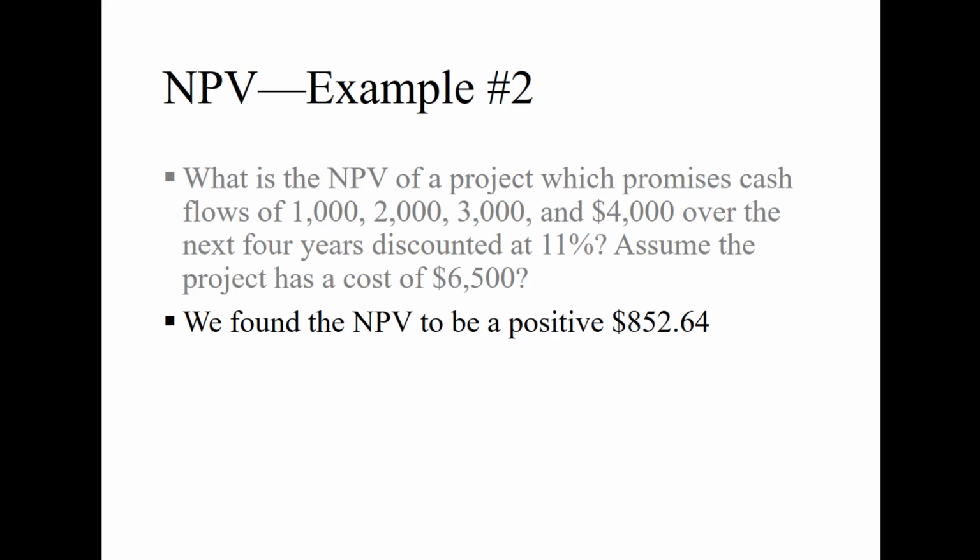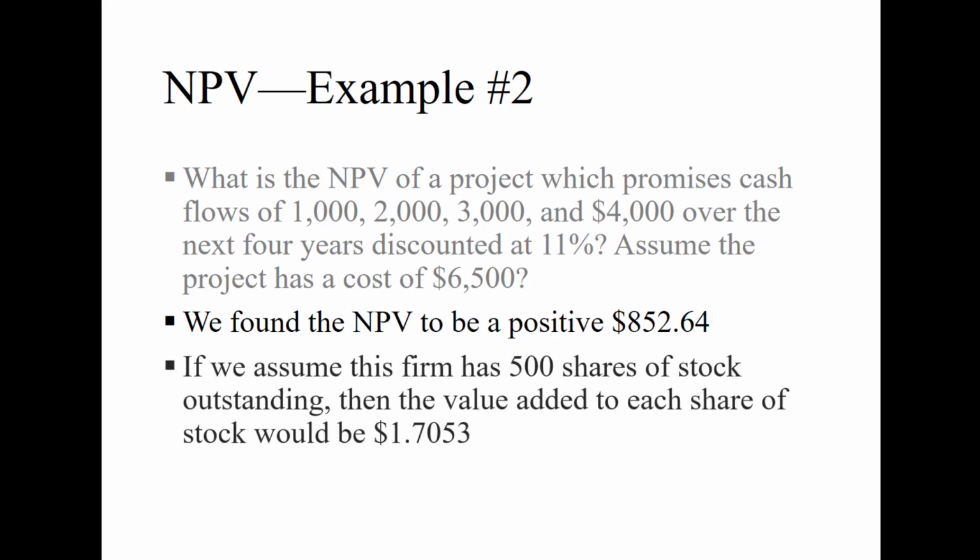Again, our NPV was a positive $852.64. If we assume that this firm has 500 shares of stock, we could just take our $852.64 and divide it by 500. You'll notice that that will give us $1.70528 per share. And so we would expect that we would add about $1.705 per share by taking on this project.